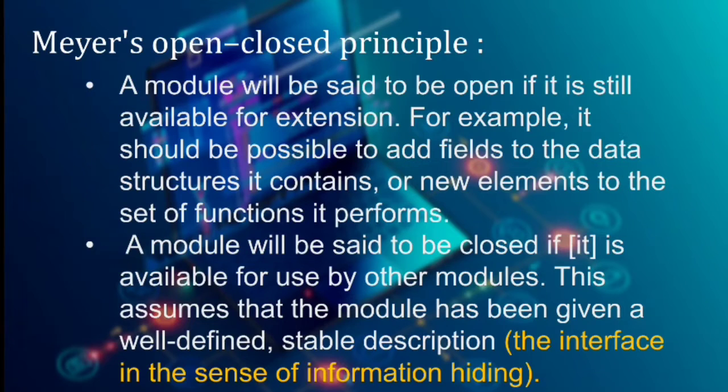Meyer's open closed principle. A module will be said to be open if it is still available for extension. For example, it should be possible to add fields to the data structures it contains or new elements to the set of functions it performs. A module will be said to be closed if it is available for use by other modules. This assumes that the module has been given a well defined stable description.